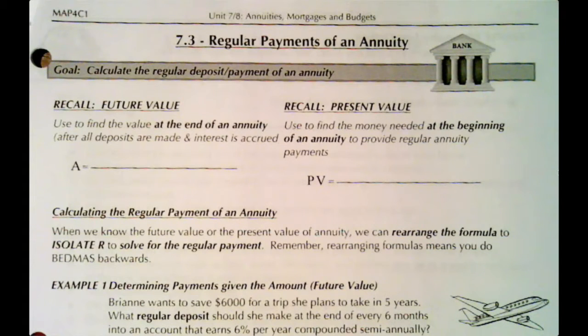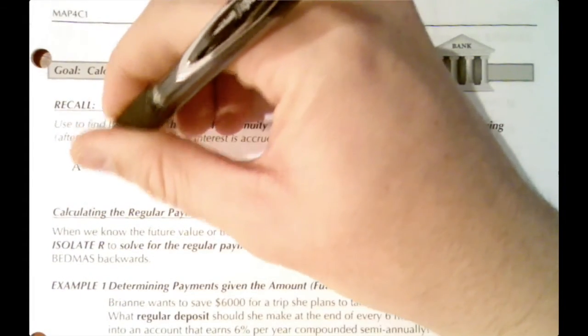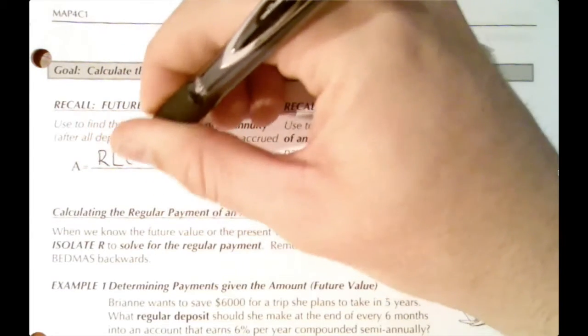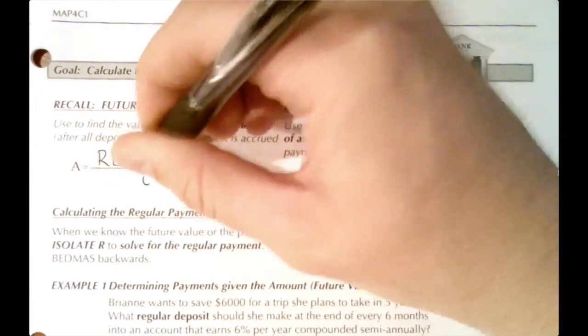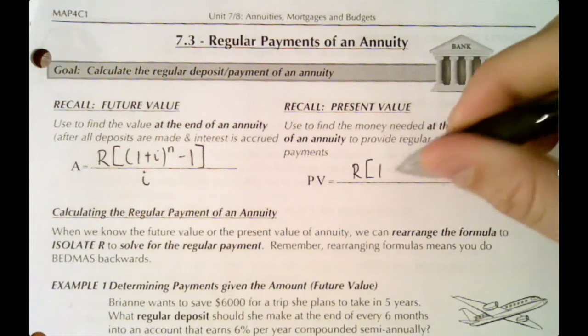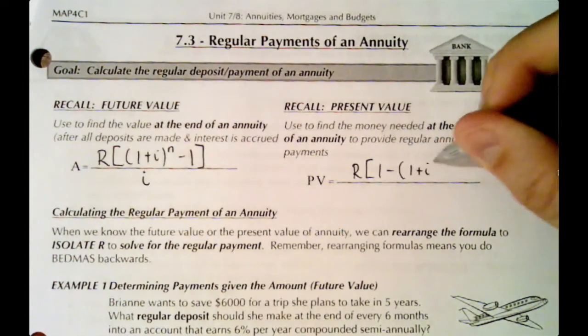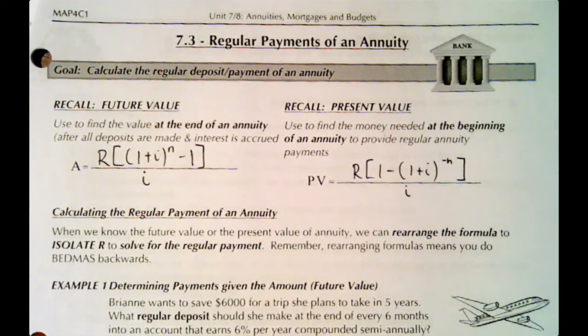For the first two lessons in this unit, you were introduced to two equations. The future value of an annuity, which looks like this, all over I, and the present value of an annuity that looks like this, no extra bracket. And in this video, what we're going to do is rearrange these equations and make them usable for our purposes to solve for R instead of A and PV.